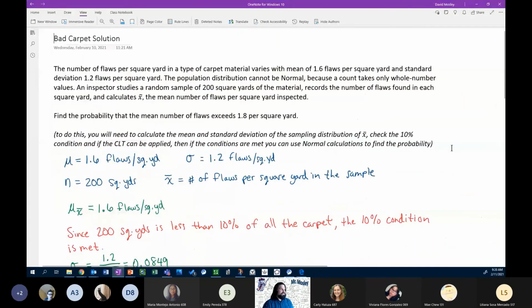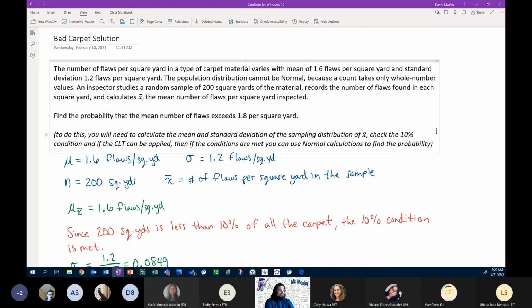The next example. The number of flaws per square yard in a type of carpet material varies with a mean of 1.6 flaws per square yard and a standard deviation of 1.2 flaws per square yard. The population distribution cannot be normal because a count takes only whole number values. A normal distribution is continuous, and it is possible to have all values.